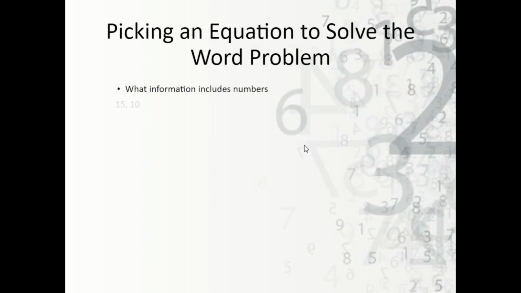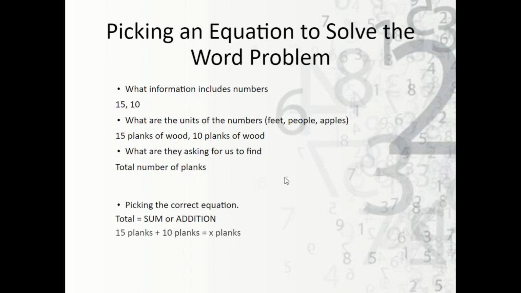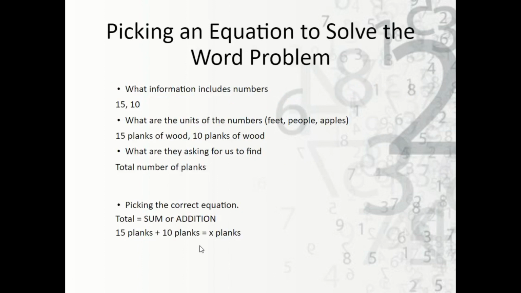So again, we have our information. We know what they're trying to have us find. So now we're going to pick the correct equation. Total means that we're going to find the sum or addition of everything. So we know we're going to have 15 planks plus 10 planks. And in reality, it's 2 times 10 planks because there's 2 of them. And that's equal to X number of planks. That's it. That's as easy as it is.